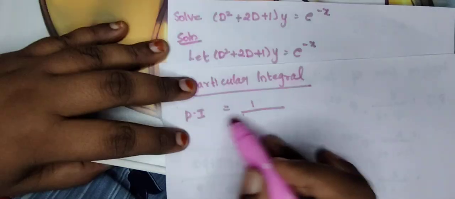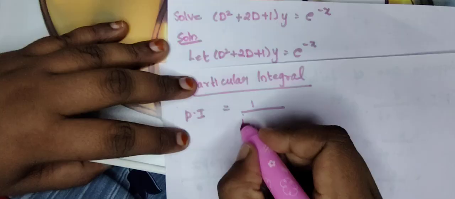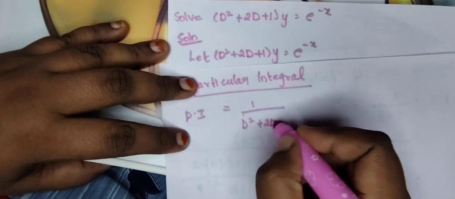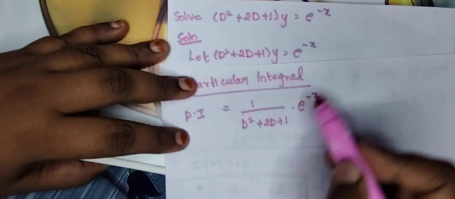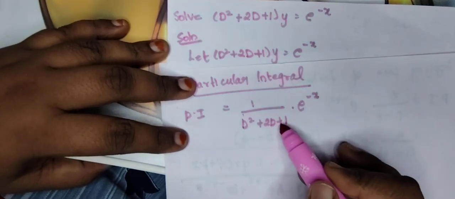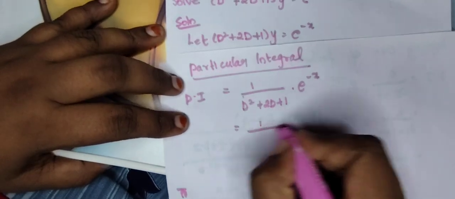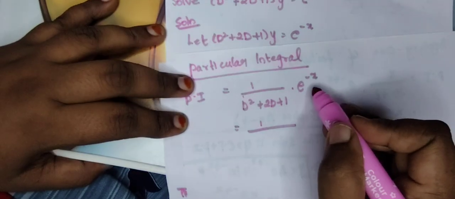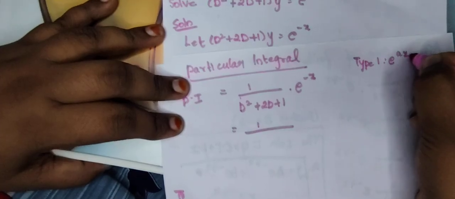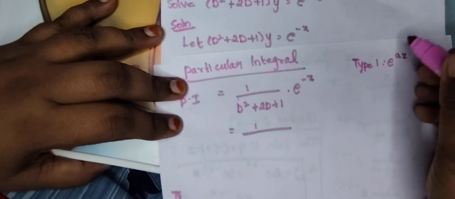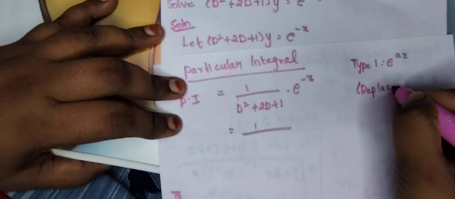So the particular integral is 1 divided by, you need to write only the terms of D in the denominator, so it is D² + 2D + 1, into e^(−x). On the RHS it is given e^(−x), so using e^(−x) you need to find the particular integral value. So this comes under type 1. Type 1 is e^(ax). If we get e^(ax), it comes under type 1. If it comes under type 1, we'll replace D with a.